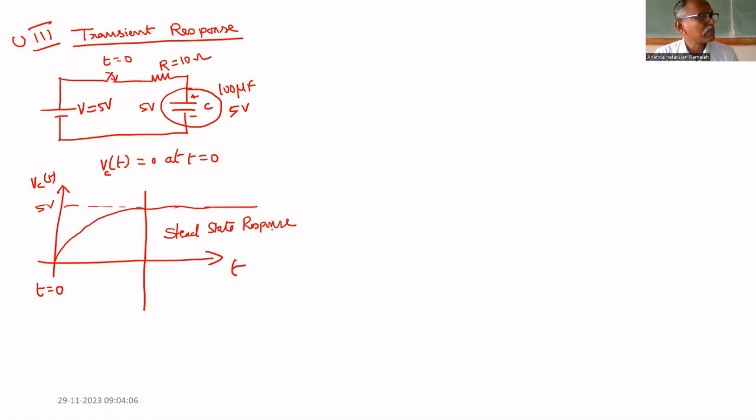Response means what? Already we have seen this: current or voltage through the component for applied voltage or applied current. This part is called steady state response. Here, it is increasing from 0 to 5 volt during this period. This part is called transient response. In this unit, we are going to study about transient response.